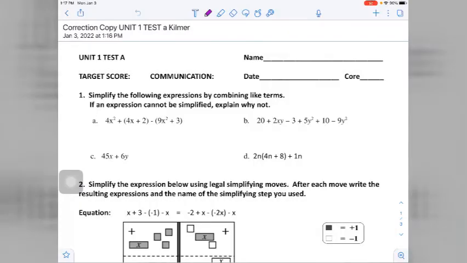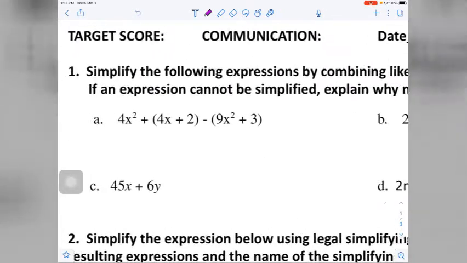All right, this is quiz review. I just wanted to show how to do the problems and where mistakes may happen. We'll do quiz review for problem one. So problem one, part A.